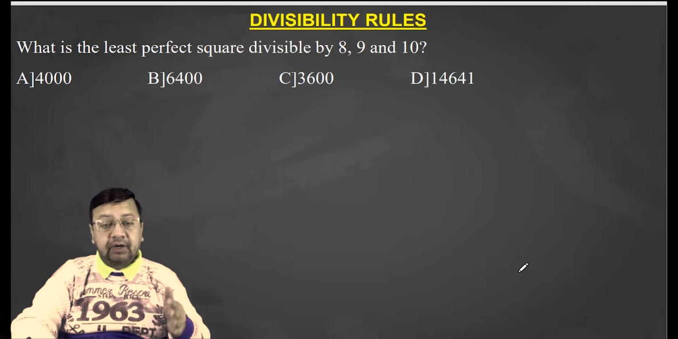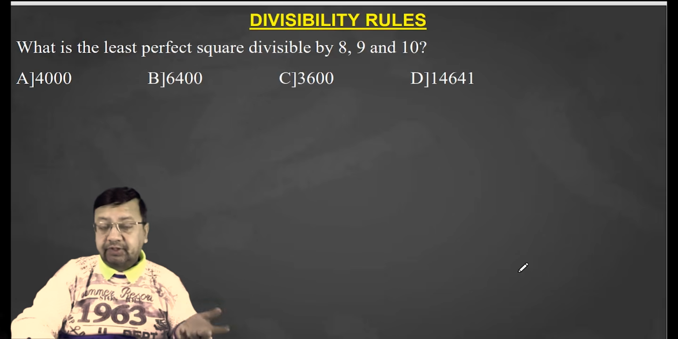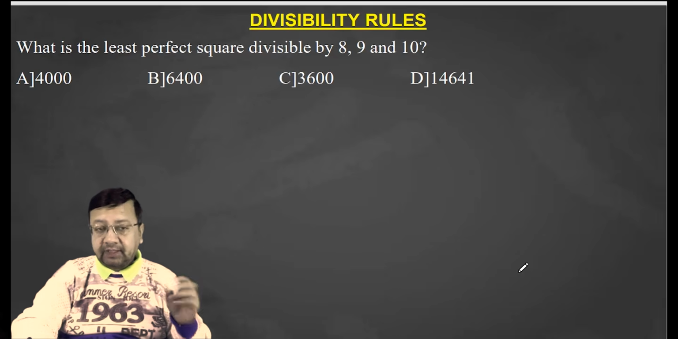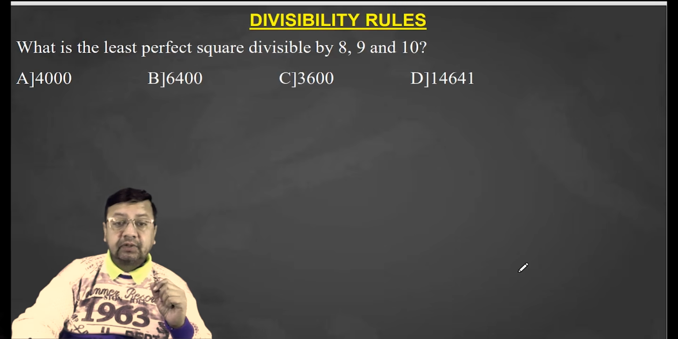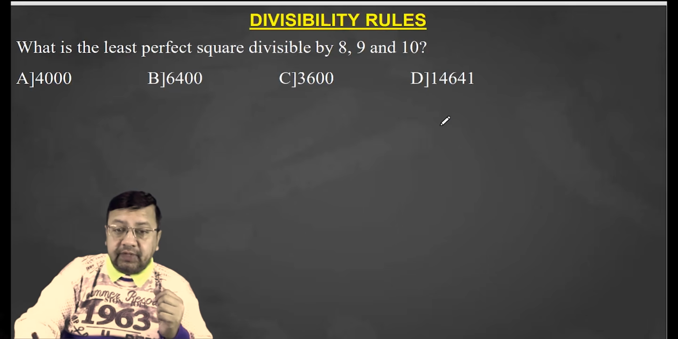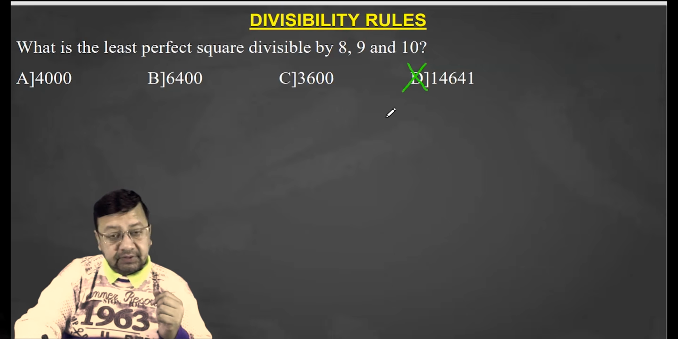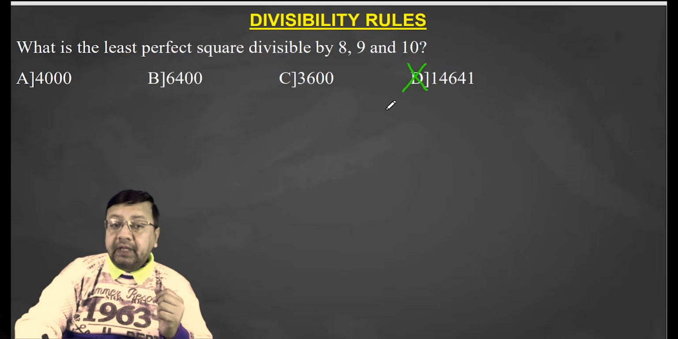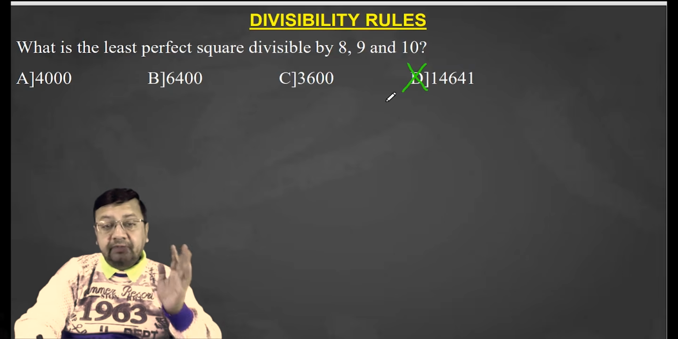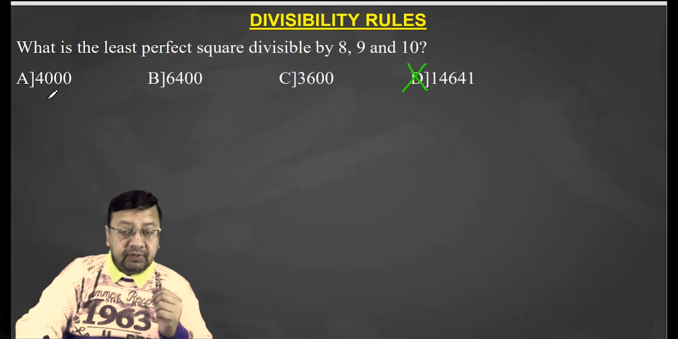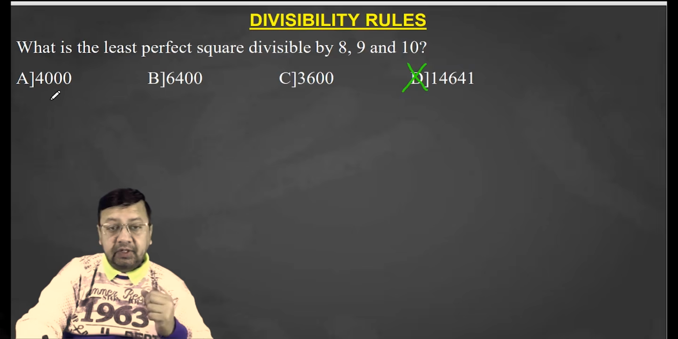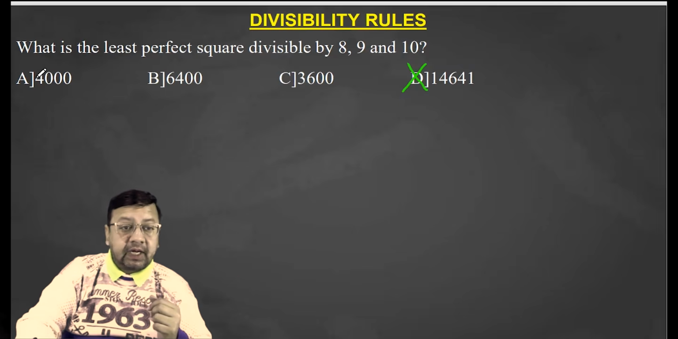I should adopt a method, that is the elimination of options, which is a little quicker and faster rather than checking multiples and everything. So for 10, I know the rule: the last digit should be 0. This way I can cut this option, because the last digit is not 0. Now 9, what is the rule? The sum of the digits should be divisible. First option, 4000. What is the sum of the digits? 4. And 4 is not divisible by 9. So I can cut this option.